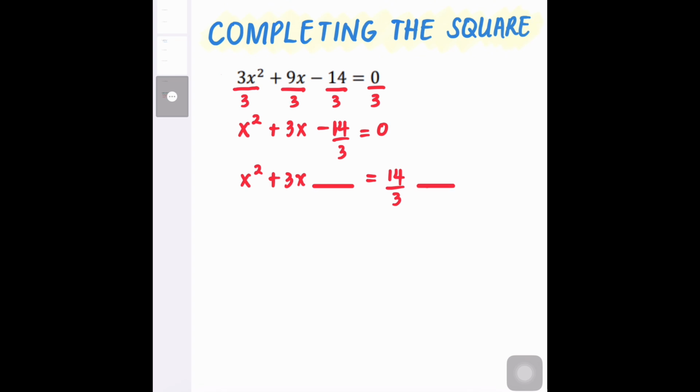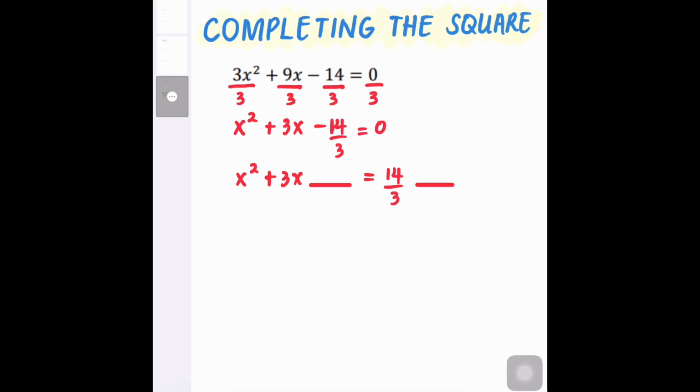Now, what are these lines for? The line on the left is where we need to look for the constant term that will make this trinomial a perfect square trinomial. We can do that by dividing the middle term by 2 and then squaring it. So 3 divided by 2 is 3 over 2, and then we square that. So you have 3 over 2 squared.